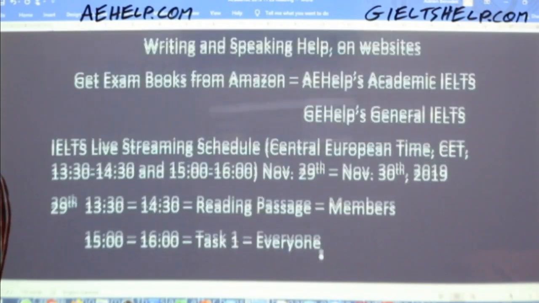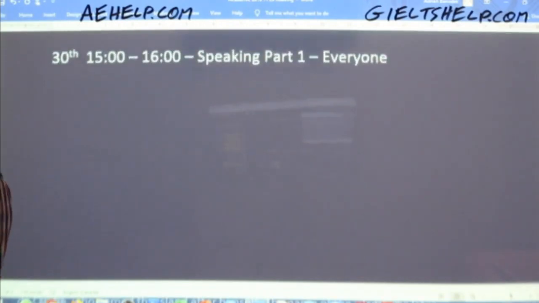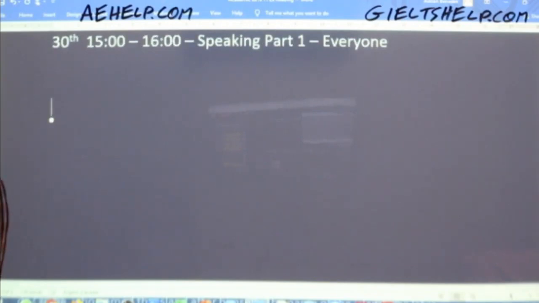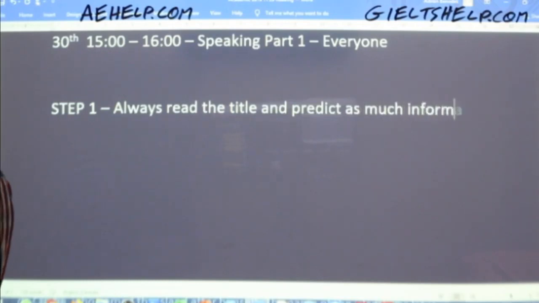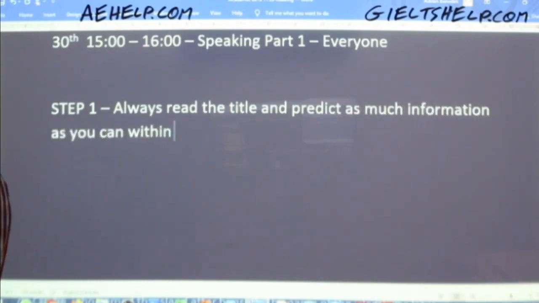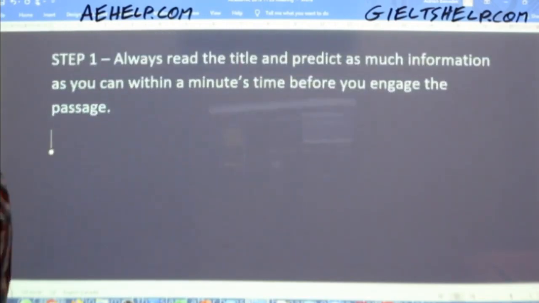The correct steps to getting high scores in your reading is first read the title and think critically about it. What does it mean? Why is it stated this way? What might be the information in the passage? So step 1, always read the title. And predict as much information as you can within a minute's time before you engage the passage. The example here is Tristan da Cunha.